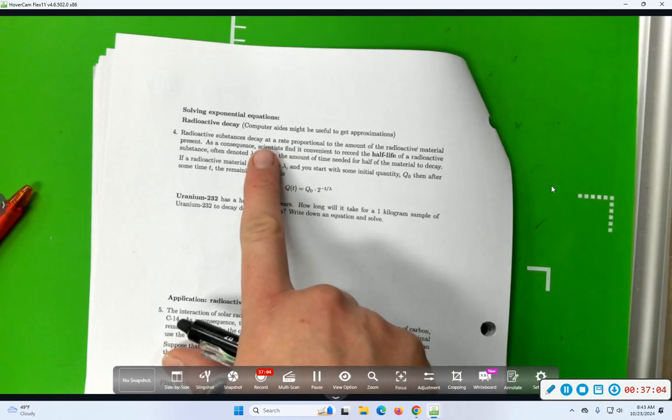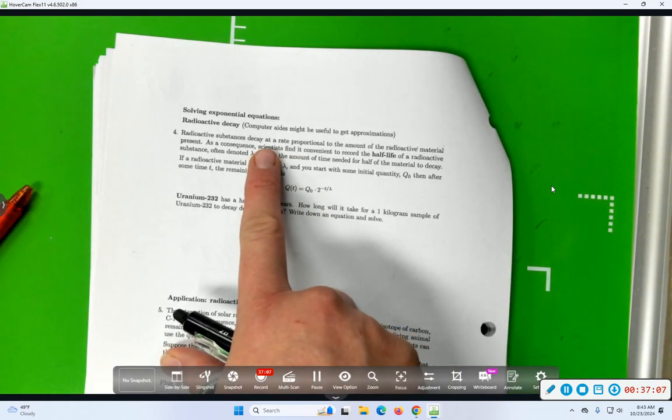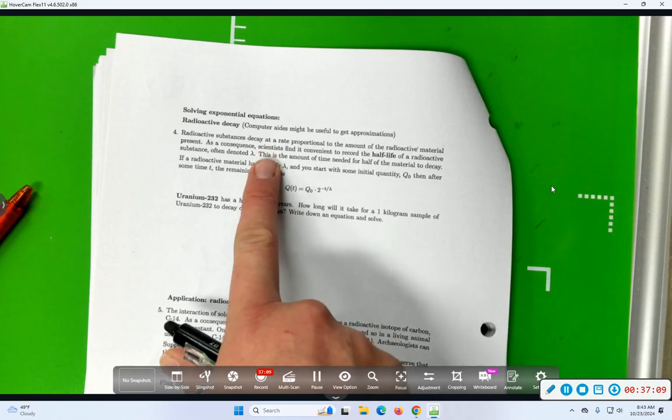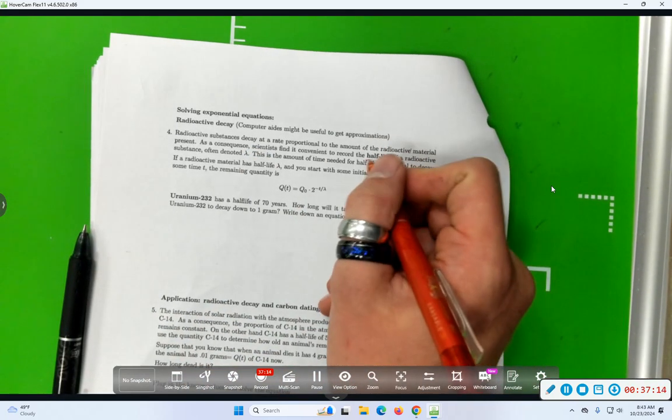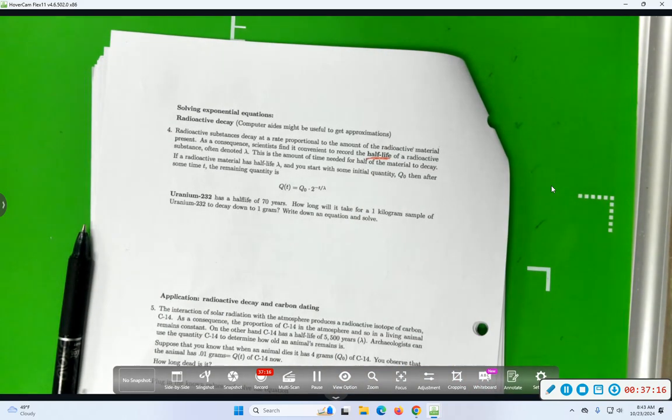So let's remind ourselves of that formula. Radioactive substances decay at a rate proportional to the amount of the radioactive material. As a consequence, scientists often find it convenient to record the half-life of a radioactive substance. The half-life is the amount of time needed for the material to reduce in size by a factor of 2, to get divided by 2. Sometimes it's also useful to talk about the quarter life or the 10th life of a substance, which is exactly what it sounds like. It's how long it takes to reduce by a factor of whatever you want.